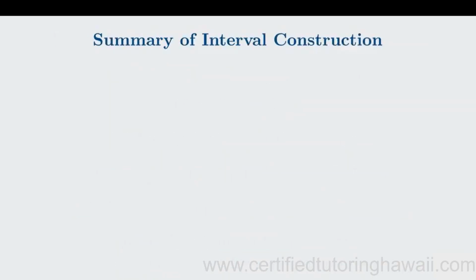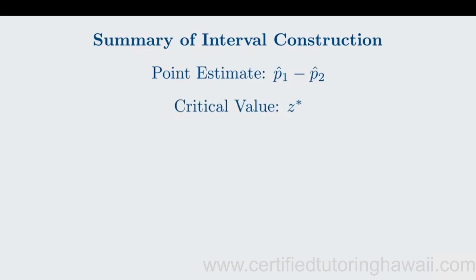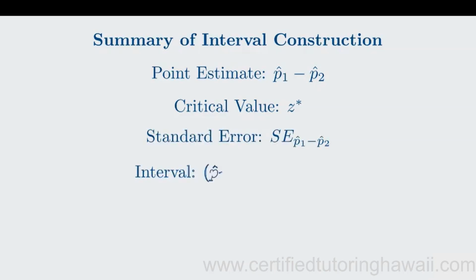Let's summarize the interval construction. The point estimate is p-hat 1 minus p-hat 2. The critical value is z star. The standard error is SE. Finally, the interval is the point estimate plus or minus the product of z star and the standard error. Let's do a final review to reach our goal of mastery.